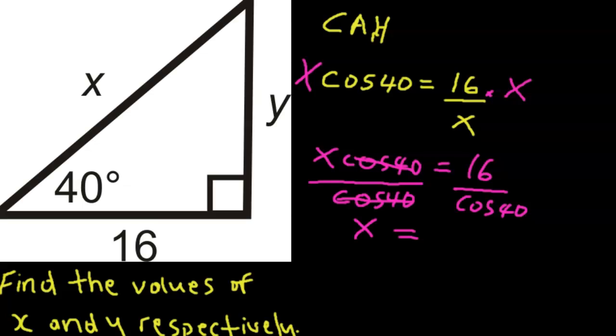So punch in 16 divided by cos 40, I get 20.89. Let me just round it off to 21, to the nearest whole number.